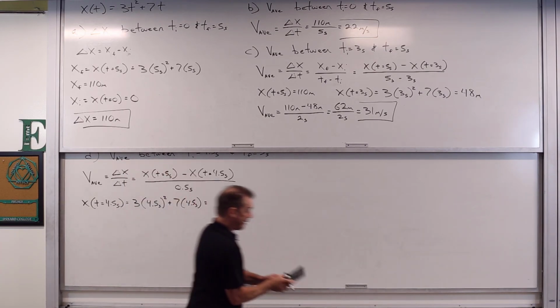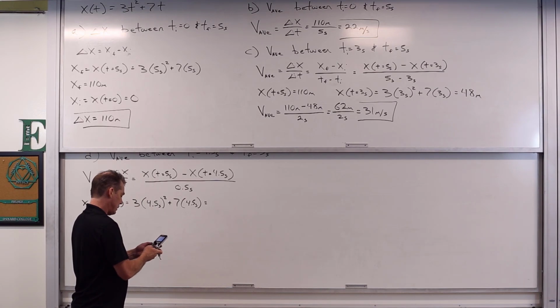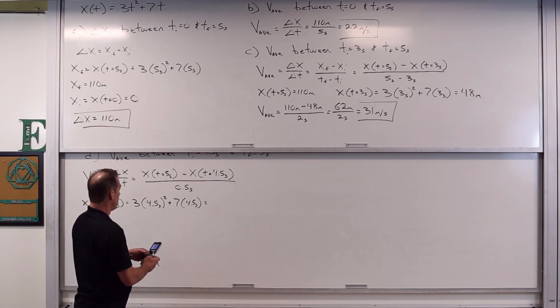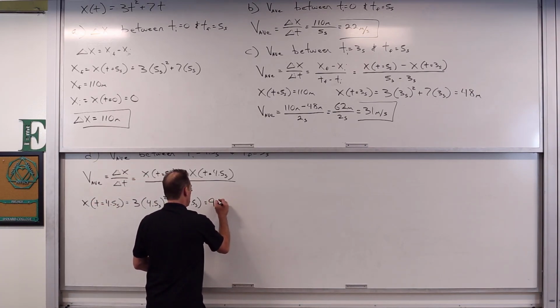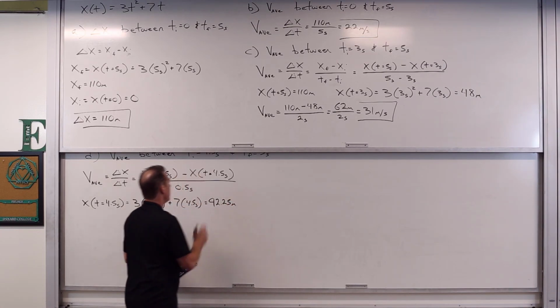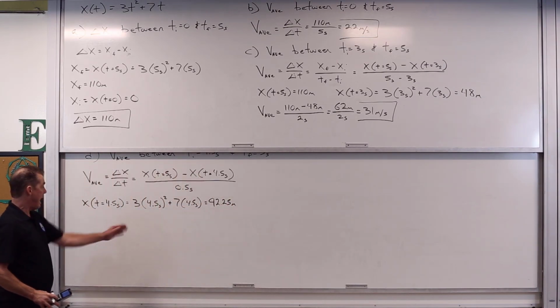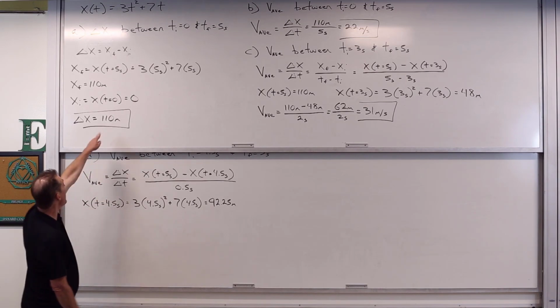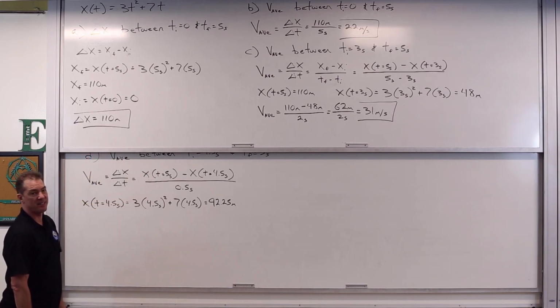This one requires a little calculator here. We've got 3 times 4.5 squared plus 7 times 4.5. That's 92.25 meters, the position that we're at at t equals 4.5 seconds. We move from that position to the 110 meter mark over that 0.5 second time interval.